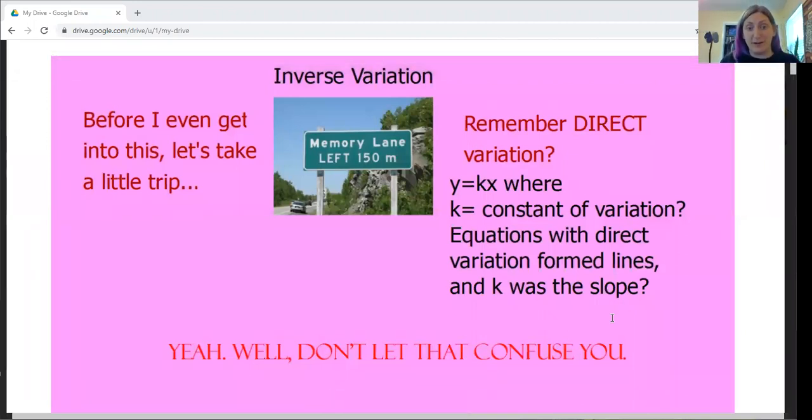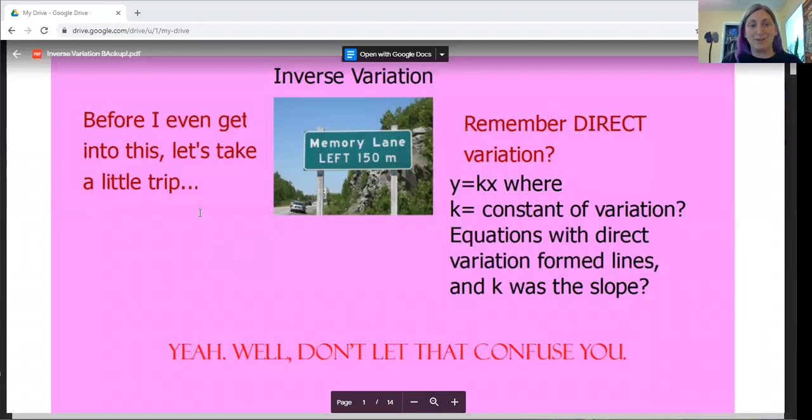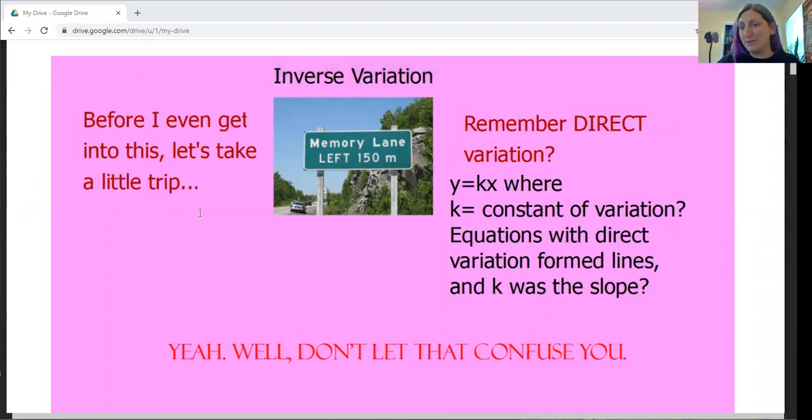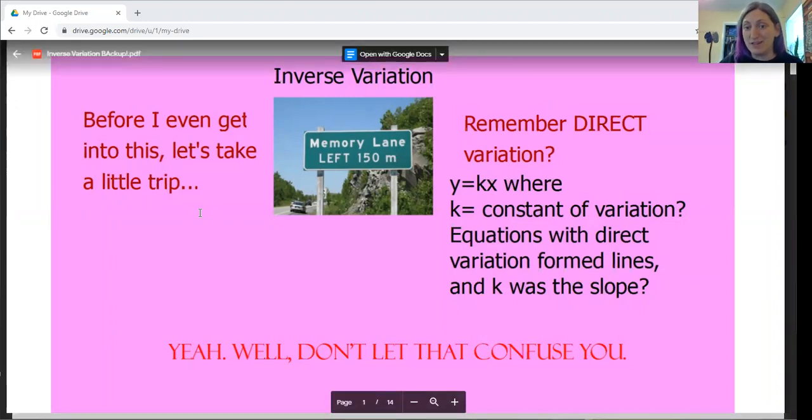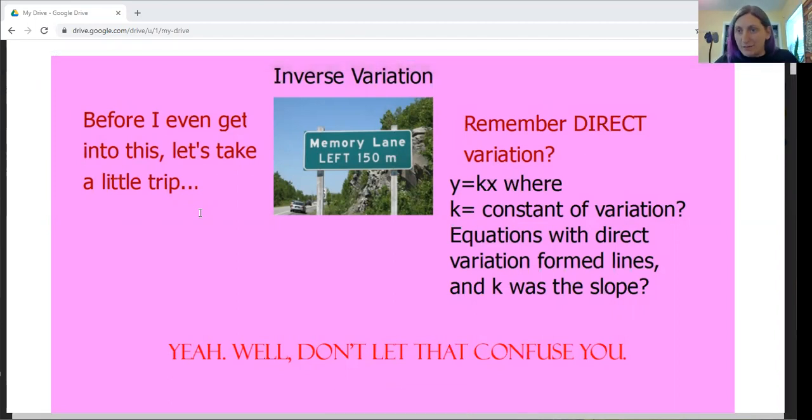Now, you guys remember direct variation, all right? So, we're going to take a little trip down memory lane. We have direct variation that we learned, where you have y equals kx. K is that constant of variation, and equations with direct variation formed lines, and k was the slope of those lines. It was the rate of change, and all of that stuff. Just y varies directly as x, that bizarre language that you often hear, instead of just saying it's a direct variation equation. Y varies directly as x. Well, y varies directly as x increases or decreases. So in this case, k, your constant of variation.